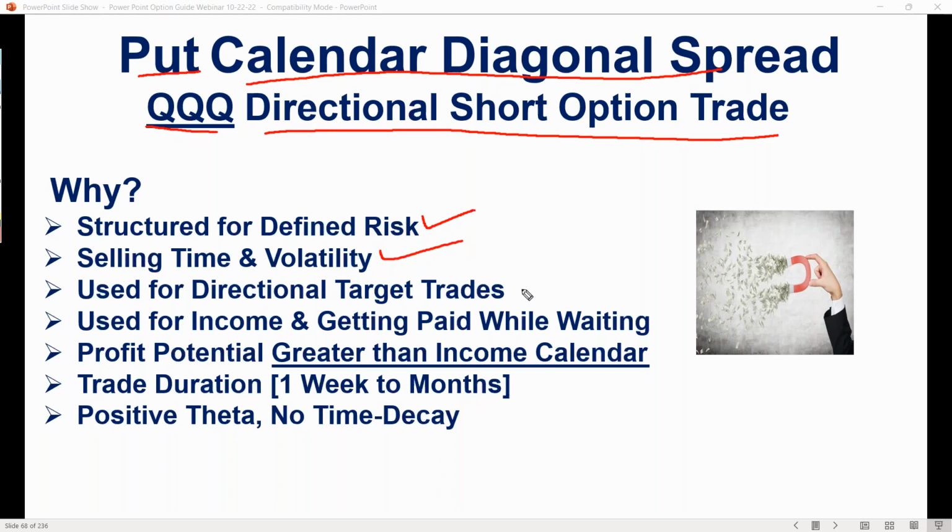We're selling time and volatility. Great for directional target trades. We're getting income and getting paid while we wait if we need to wait longer for the direction to kick in. But a big positive plus here is you get a greater profit than you would with the income calendar because of the diagonal part of the spread. So trade duration of 1 week to a month are typical timeframes that we'll look at. Again, positive theta.